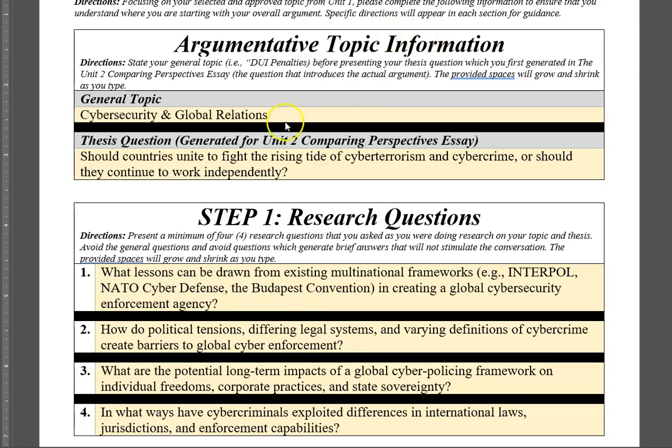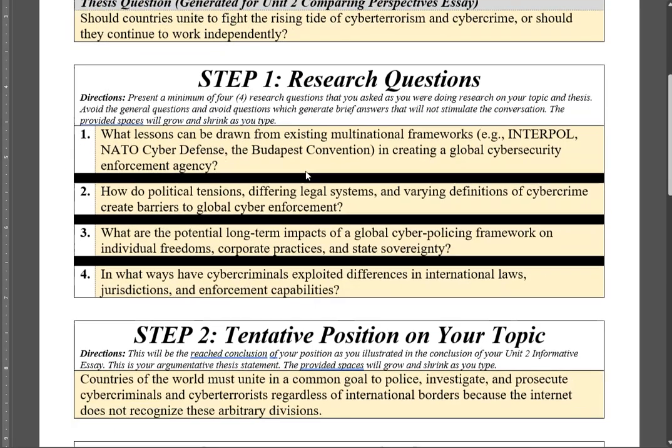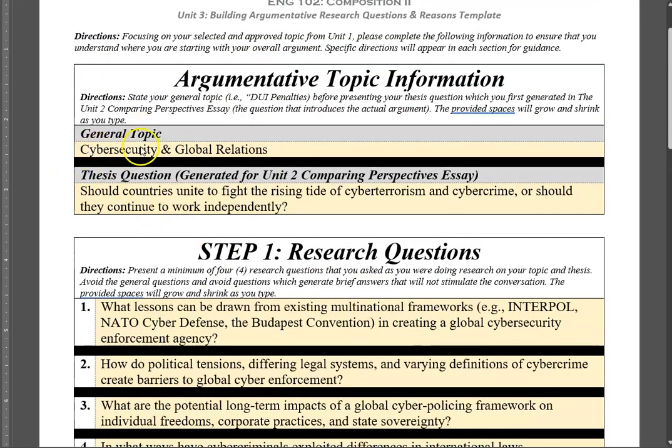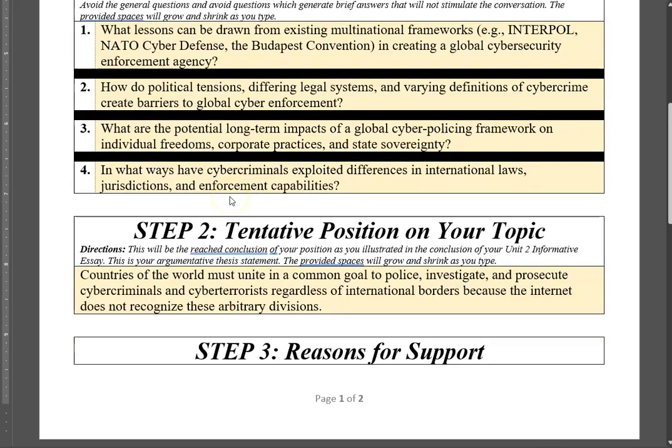Use this sample. I'm asking for your thesis question. You've already generated it for the Unit 2 essay, so just copy and paste it in here, okay? Then, give me 4 research questions that you asked as you were doing research on your topic and thesis. Avoid general questions and avoid questions which generate brief answers that will not stimulate the conversation. These provided spaces will grow and shrink as you type, the white spaces, okay? So here are 4 examples of research questions that I wrote for my topic of cybersecurity and global relations.